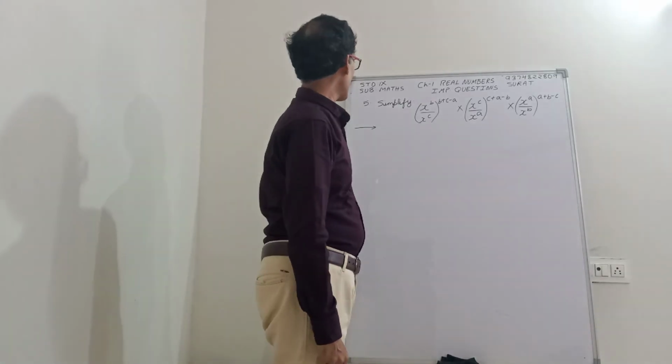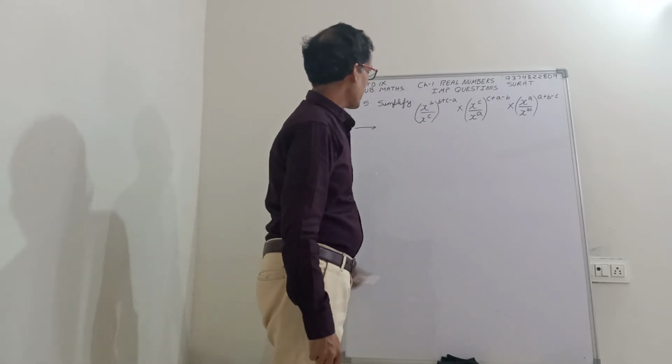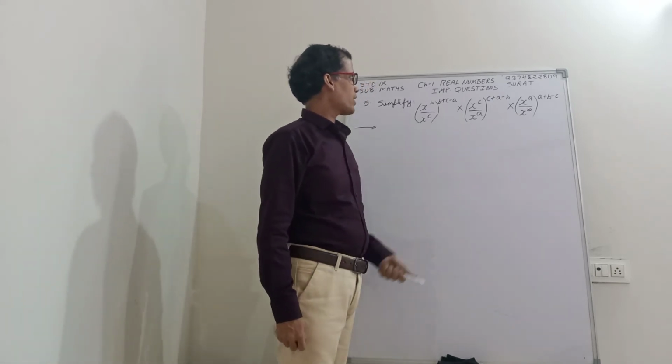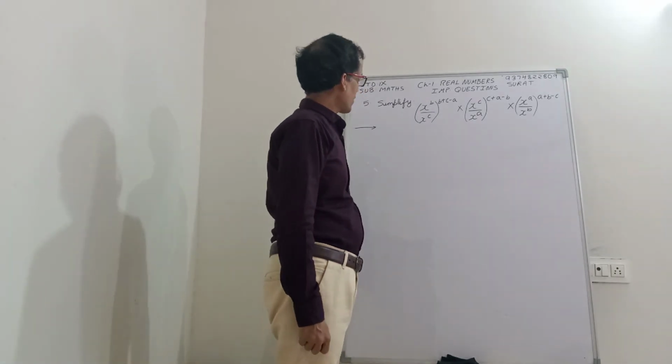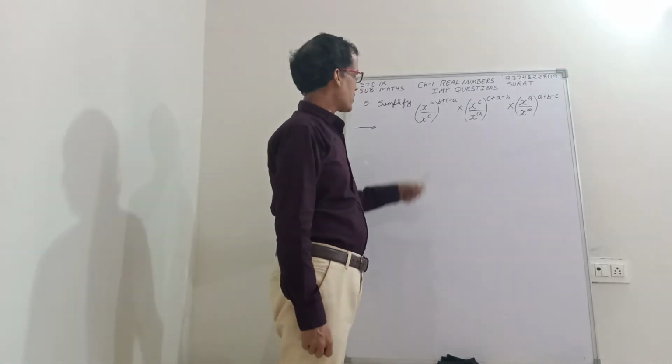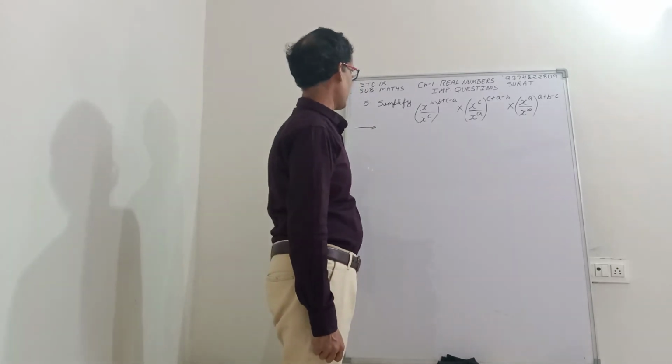Now we have to do the fifth question. We have to simplify this. अब होता क्या देखिए, ये बच्चे इतना बड़ा क्वेश्चन देख के घबरा जाते हैं. सो ऐसा कुछ है नहीं. The sum is very easy. आपके बेसिक कॉन्सेप्ट्स क्लियर हैं, so you can do it in a very easy way.